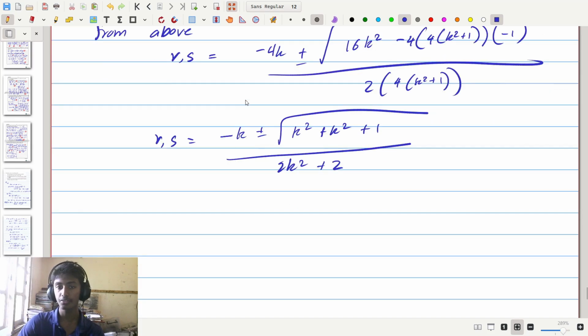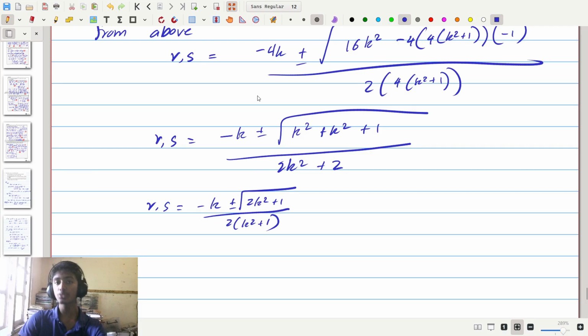So now we have this. Now if we simplify this down a little bit further, we can see we have r, s is equal to minus k plus or minus the square root of 2k squared plus 1, divided by 2k squared plus 2. So now we have this.